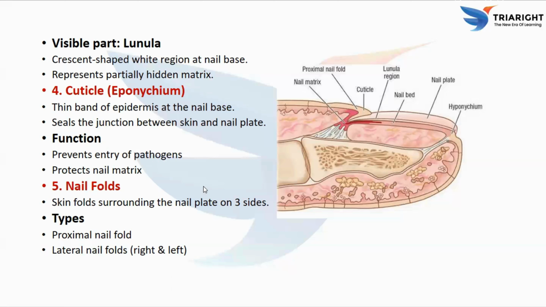So it protects and supports the nail. So nail folds, they prevent foreign bodies from entering between nail plate and skin. So swelling or pain in nail folds is a sign of infection which is often caused if you bite the nails and also by aggressive manicuring and also a prolonged wet environment. So this picture illustrates all the nearby structures: the proximal nail fold, nail matrix, cuticle, lunula region, nail bed, nail plate and hyponychium. So you have to identify each and every part in this diagram.